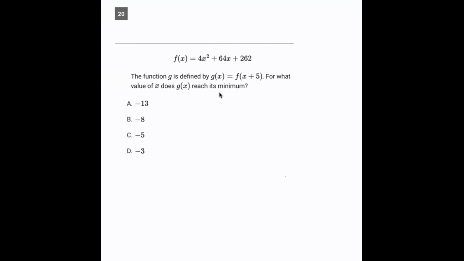So in our question, we were seeing that g of x is f of x plus 5. In other words, to get g of x, you take f of x and you move it left 5. So if we take the vertex of f of x, the x value of the vertex is negative b over 2a, which would be negative 64 over 2 times 4, because this is our a, b, and c. So negative b over 2a is negative 64 over 2 times 4. In other words, negative 64 over 8, and that's negative 8.